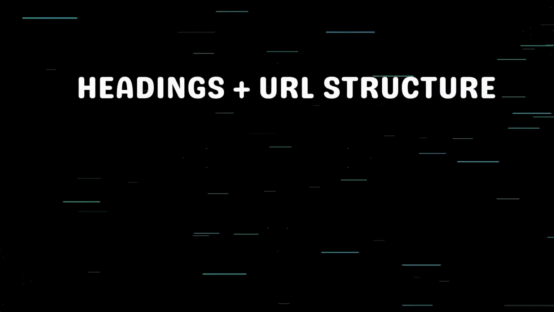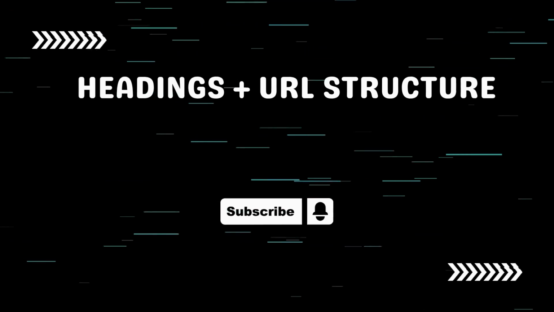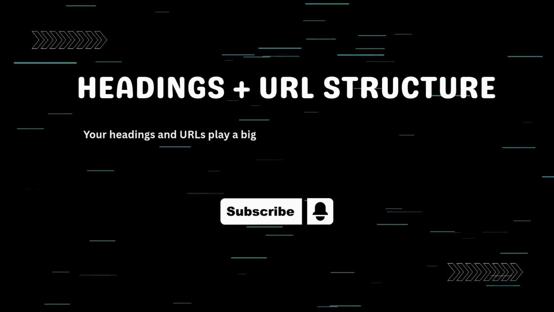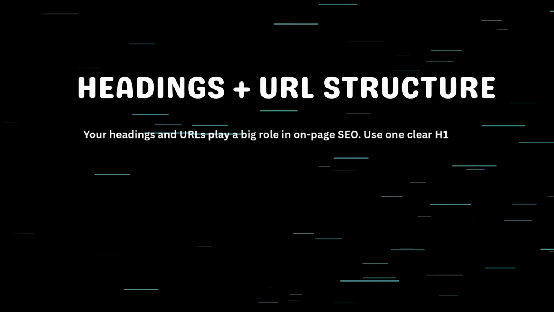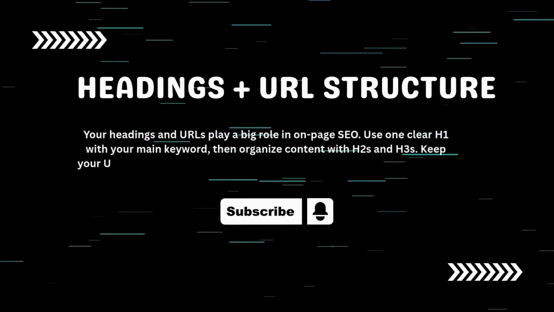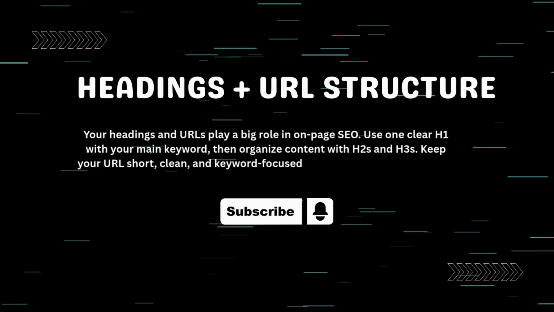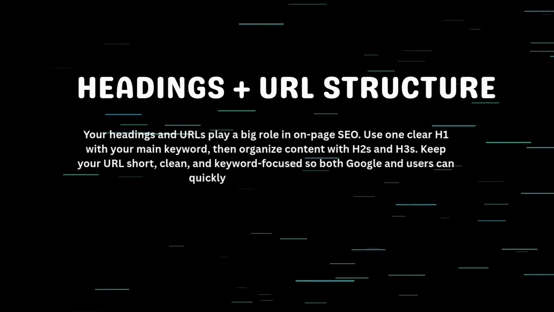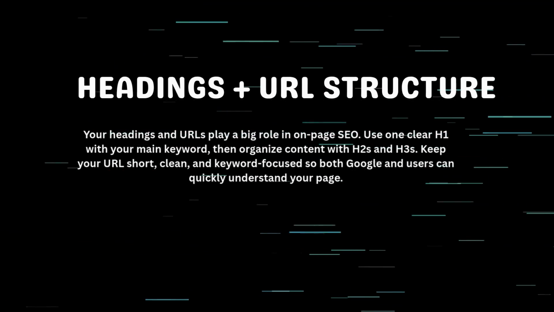Factor 3. Headings plus URL structure. Your headings and URLs play a big role in on-page SEO. Use one clear H1 with your main keyword, then organize content with H2s and H3s. Keep your URL short, clean, and keyword-focused so both Google and users can quickly understand your page.